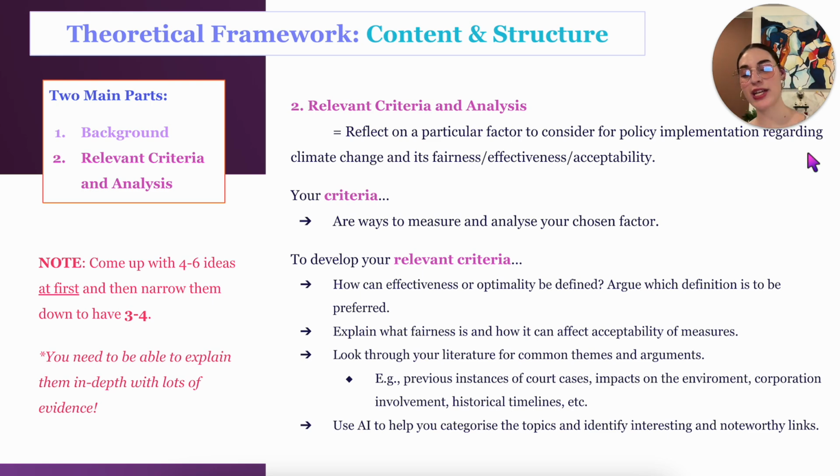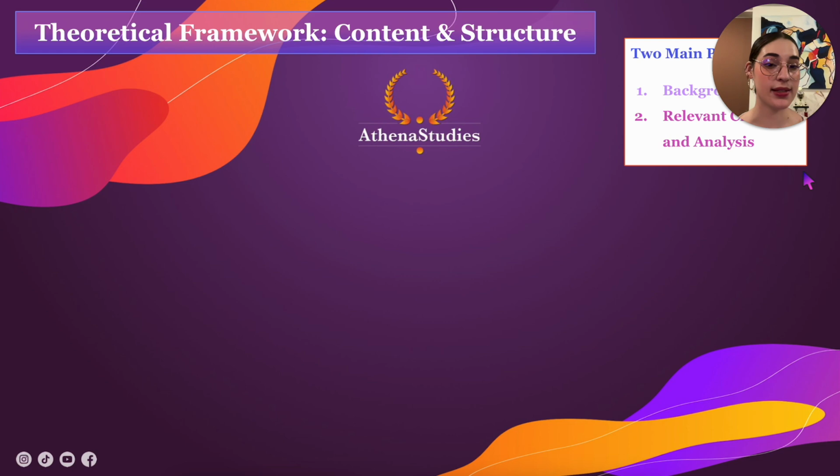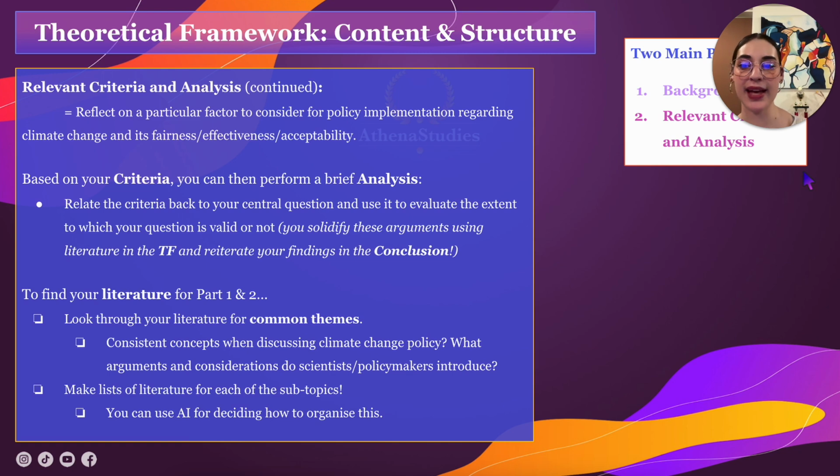So once you have essentially established what factors or what topics you are going to consider when evaluating your research question, then you can do a brief analysis. And again, this is just something that I would personally recommend just based on the fact that there is no proper analysis section. So my recommendation here would be that you relate your criteria back to your central question and use it to evaluate the extent to which your research question is valid or not.